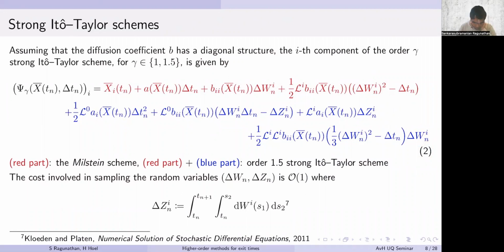Another assumption we make is related to the cost involved in sampling the random variables delta W and delta Z, which we assume to be of order 1. And delta C is given by this term here, which is just the iterated Ito integral. If you want more details regarding how to sample these random variables, you can have a look at Kloeden and Platen, where more details are provided.